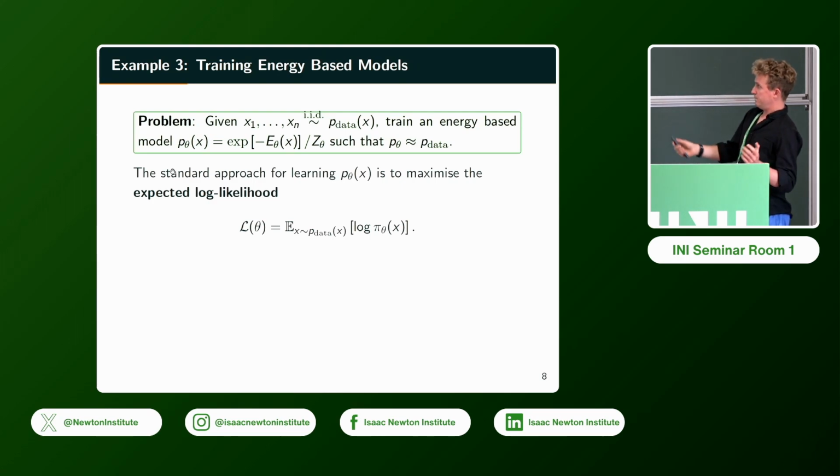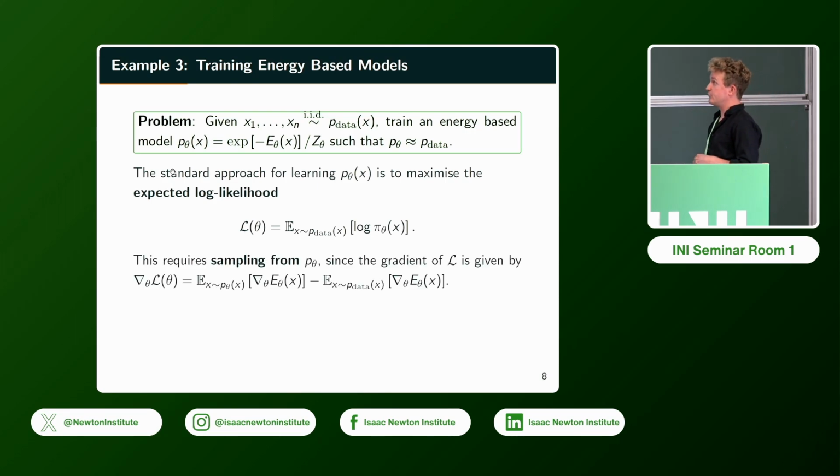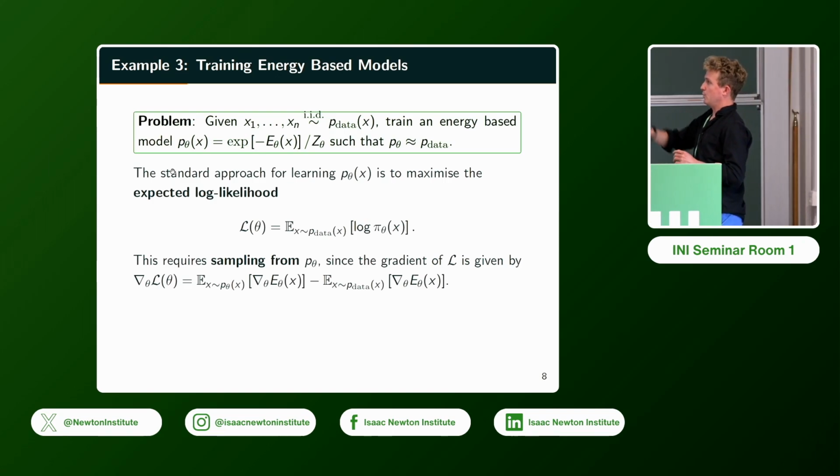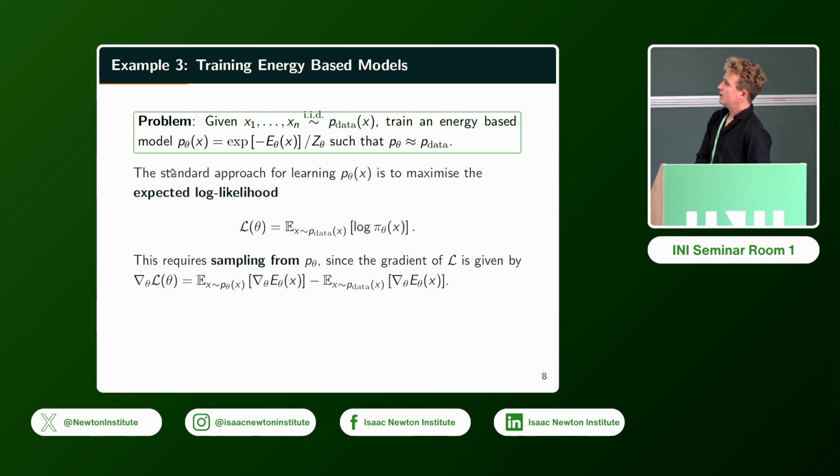So how do we go about doing this? Well, the standard approach is to try and maximize the expected log likelihood. Now, the problem with this is that it requires sampling from our model, which isn't easy. Why do we need to sample from p_theta to maximize this? Well, if you take the gradient of this objective function and do a little bit of maths, you end up with this form, in which you have some expectation with respect to your model.